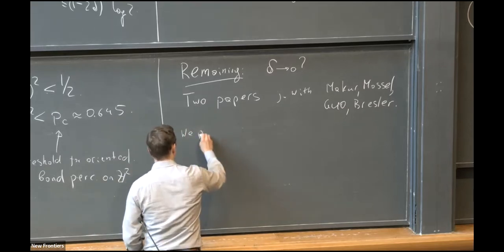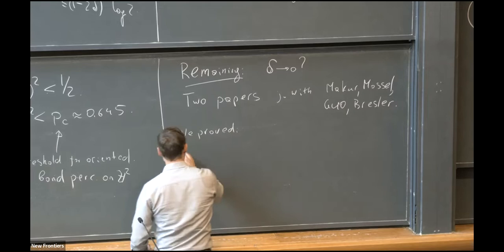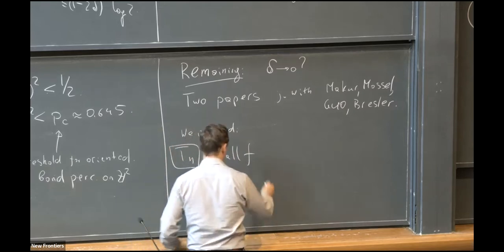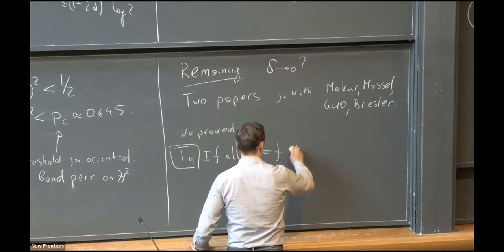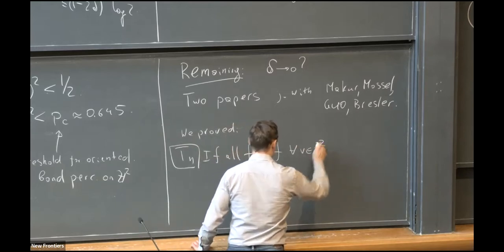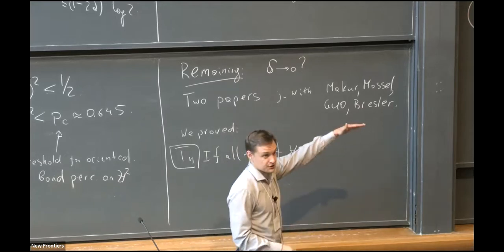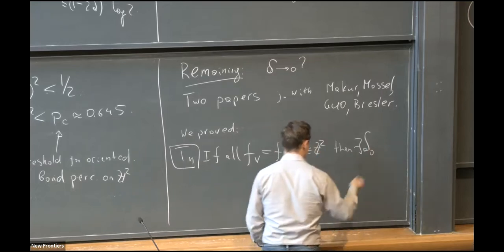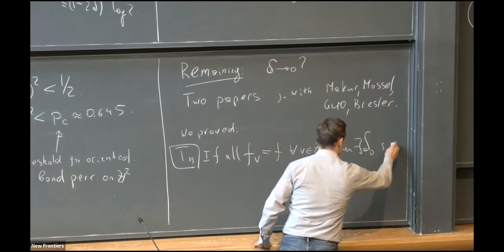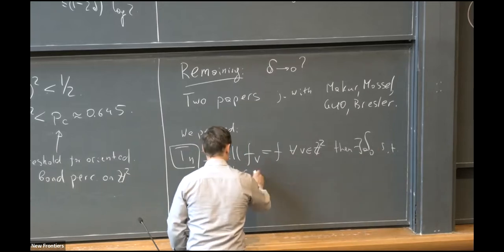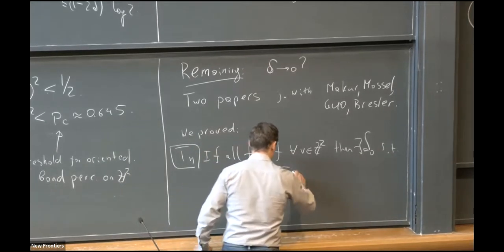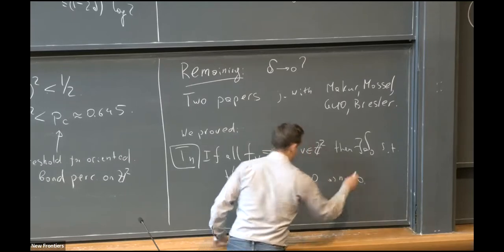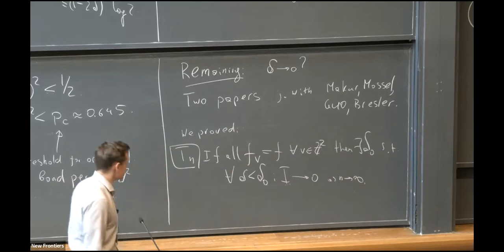So we proved the following result, theorem. If all the F_v are the same, if all the processing functions are the same, then there exists some delta 0 such that for all delta less than delta 0, the information wave dies out. Okay, so that's the main result.